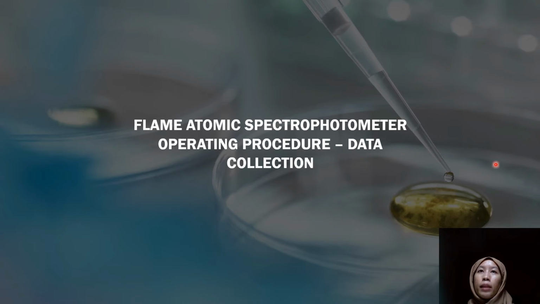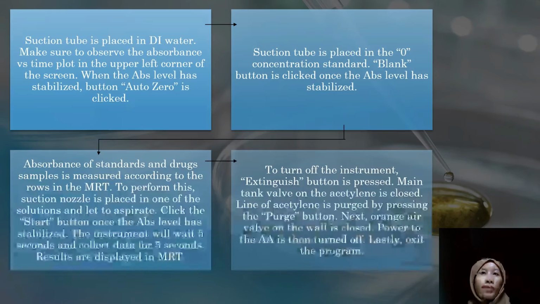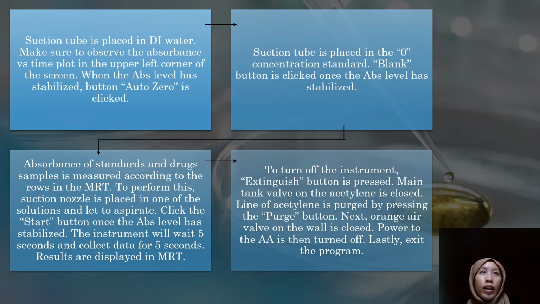Next, I will explain about data collection from the Wizard software. For data collection, first the suction tube is placed in the DI water. Make sure to observe the absorbance versus time plot in the upper left corner of the screen. When you see the absorbance level has stabilized, the Auto Zero button is clicked. And then the suction tube is placed in the zero concentration standard. The Blank button is clicked after the absorbance level has stabilized.